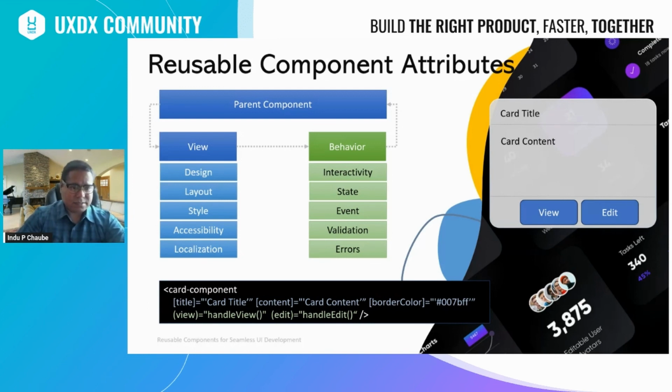The first three parts, title, content, and border color, are mainly for the view, how that card is going to look. The second part is where the user clicks on view and edit, or maybe mouses over the card, and how that card is going to behave. This should be identified, and at the same time leveraged with a shared or reusable component.